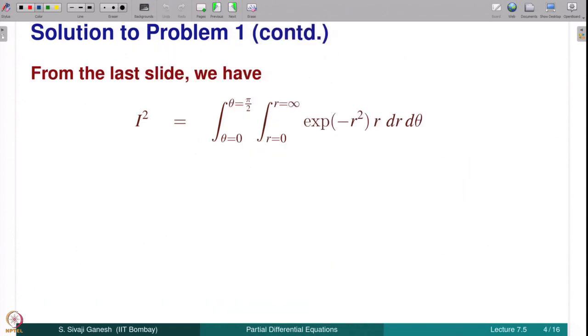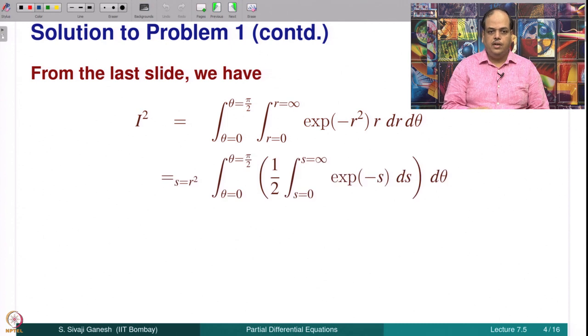So, I square equal to this, this is what we have seen on the last slide. Now, it is very easy to integrate. Put s equal to r square, then the inside integral with respect to r becomes an integral with respect to s in this form. And this is easily integrable, the integral of e power minus s is e power minus s by minus 1, with limits 0 to infinity. So, you get 1 from there, so the total is half.